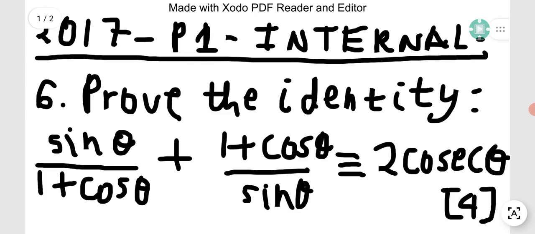What that's trying to tell you here, from what they've already presented to you, is to use the left hand side, answer it, break it down. After you break it down, come up with the right hand side, which is 2 cosec theta.